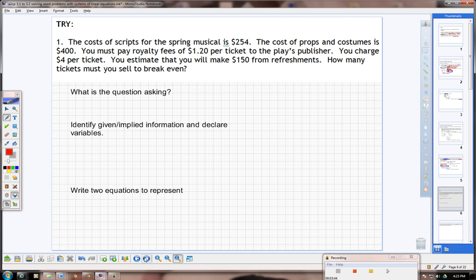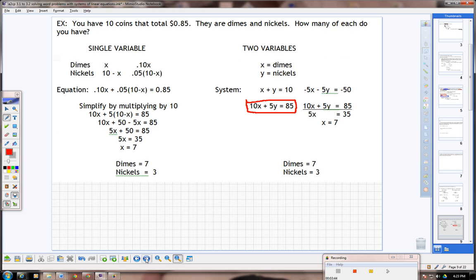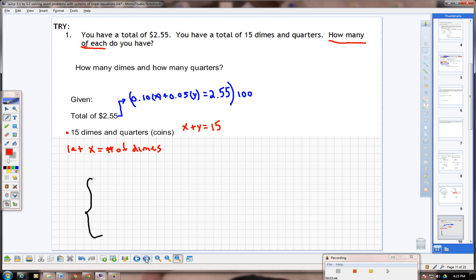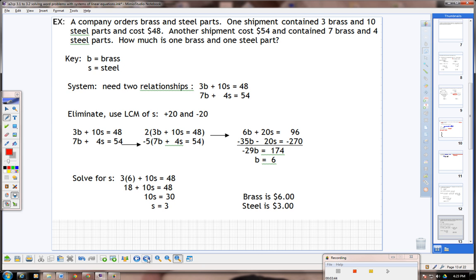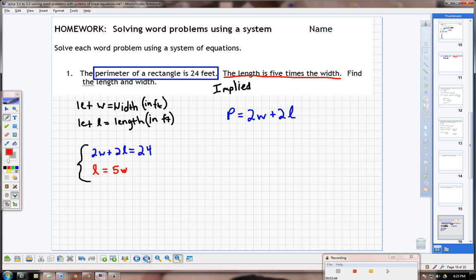All right. Moving on there, if you wanted to try this example, pause it, attempt the example, and we can check over it the next day of class. But I would like to speak with you about a question that may be on your quiz, and that was in the homework. We need to be able to set up these systems. You absolutely must identify what the question is asking.